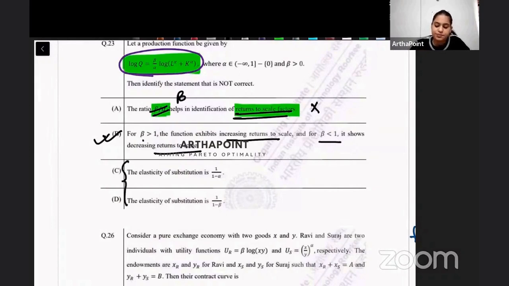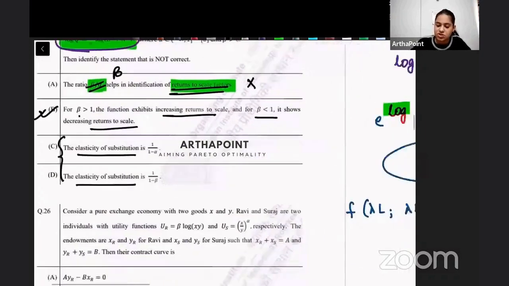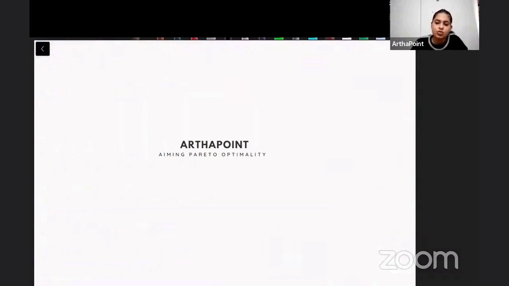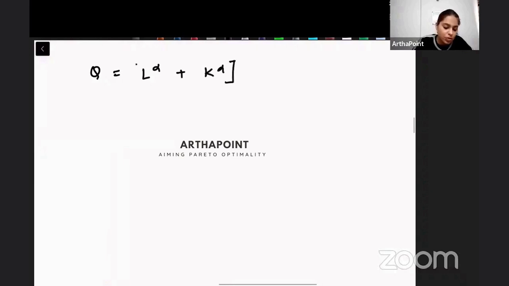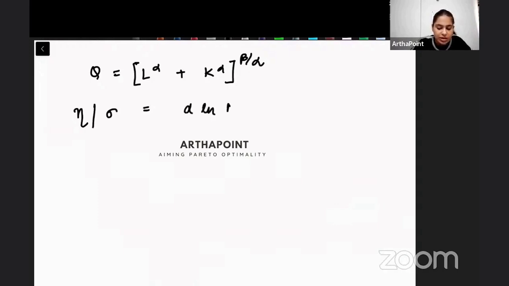Now look at these two parts. The elasticity of substitution is... So let us just find it for this one. So what is your production function? Q is equal to (L^α + K^α)^(β/α). Write down the elasticity of substitution. You can mention it like this or sigma. This is d ln x2 by x1 upon d ln MRTS.